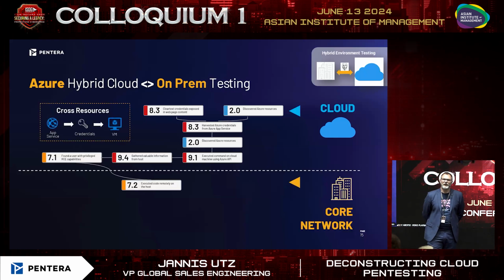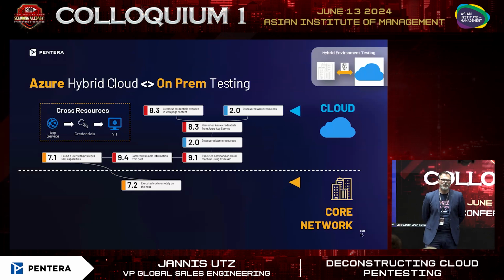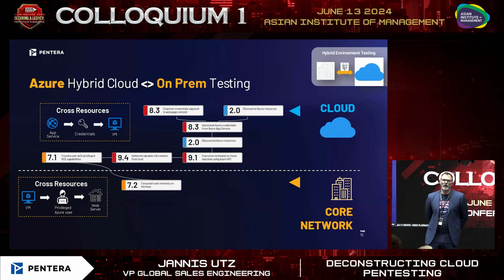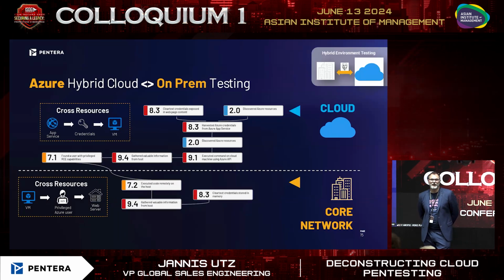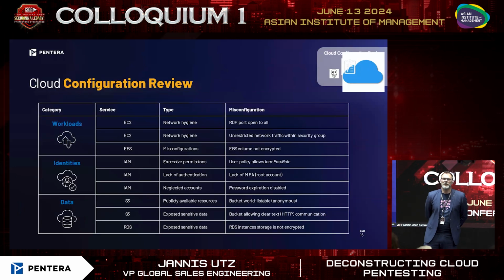again, we're moving cross-resource. With the 9.4, the red finding, we gather information and can find that we have a user now that has higher privileges, which now has access to a host, can execute code there, and would potentially be able to steal credentials from memory. And this way, we can pivot from a cloud attack vector into the core network, validating credentials of the domain admin here. Okay.